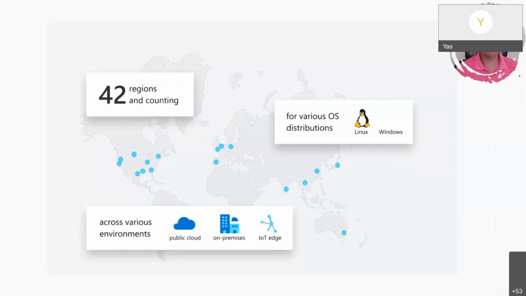It's got support for more than 42 regions and counting, so we are adding more support for AKS throughout different data centers. It's got basically different environments, so you can run AKS in many different places. There's public cloud, on premises, IoT edge devices, etc. So really great way for you to access those environments from your AKS cluster, and it's got support for both Linux and Windows operating systems as well.